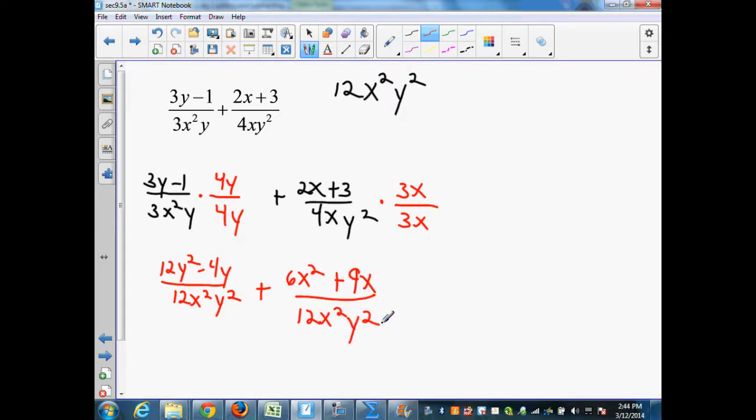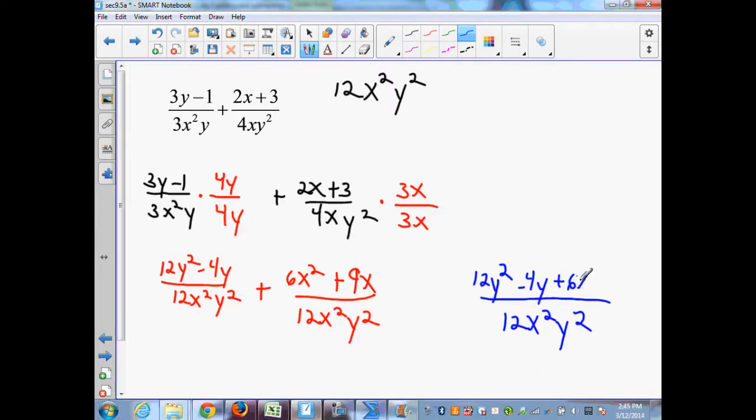Now I need to combine like terms because I can write this over my common denominator, which is going to be 12x squared y squared. And when I combine like terms, I notice that I don't have any like terms. Therefore, I just write 12y squared minus 4y plus 6x squared plus 9x.